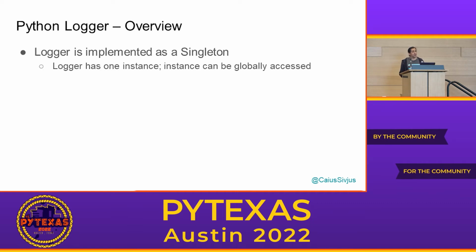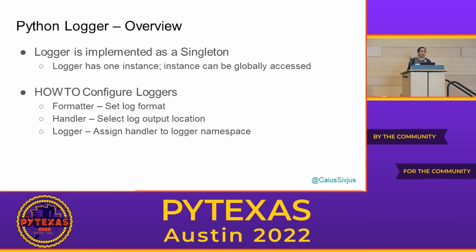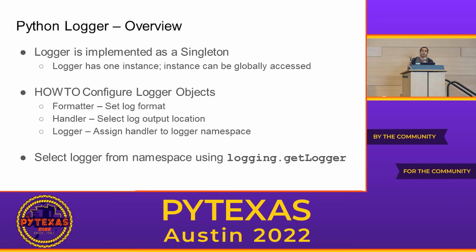Logger is a singleton. We have one instance that we access globally. And if we want to configure our logger, we have a formatter, which sets what the log looks like. We have a handler, which lets us set where our log is going to be going. And we have a logger, which allows us to assign handlers to various different namespaces. And then we want to select a logger. We can use logging.getLogger to actually get the logger and perform whatever we would need to do.